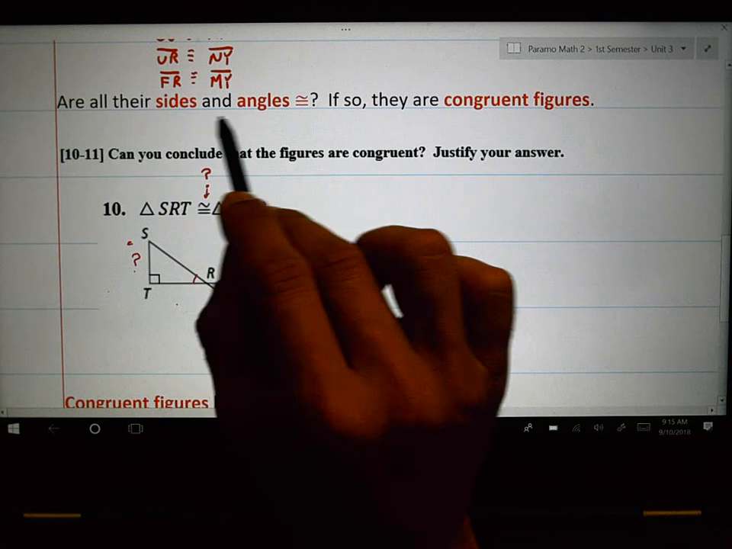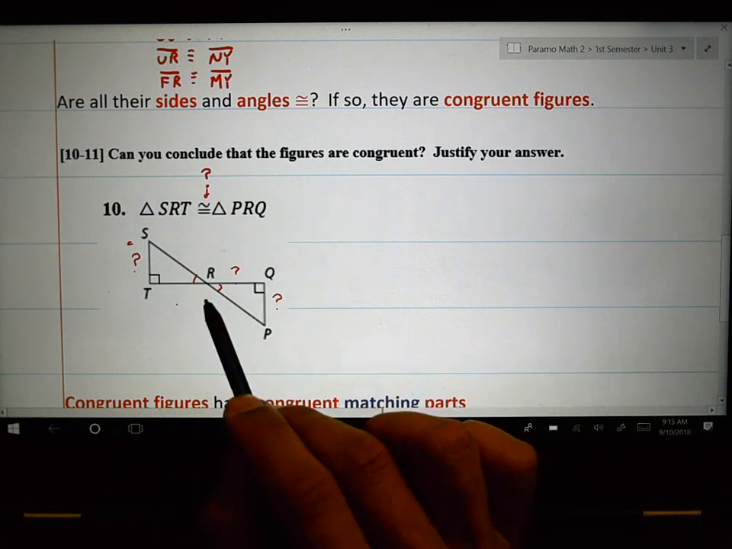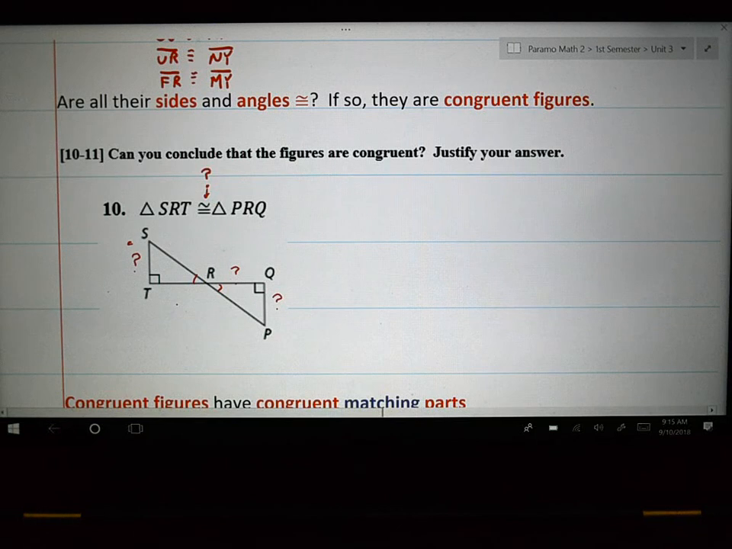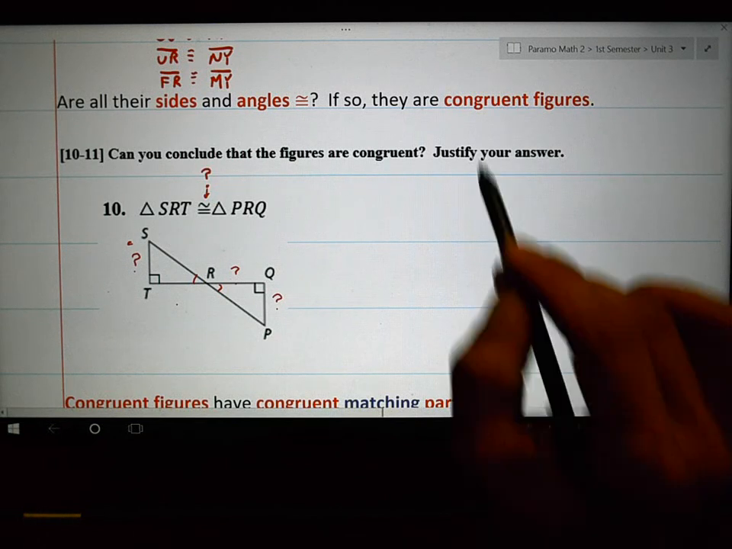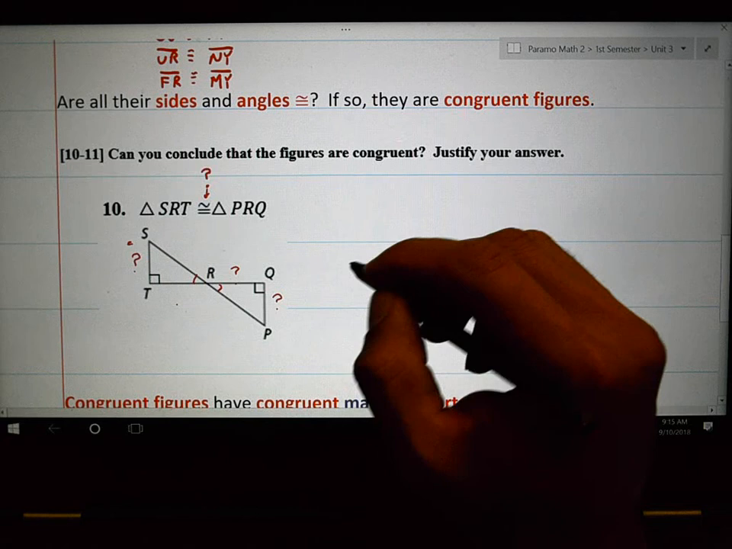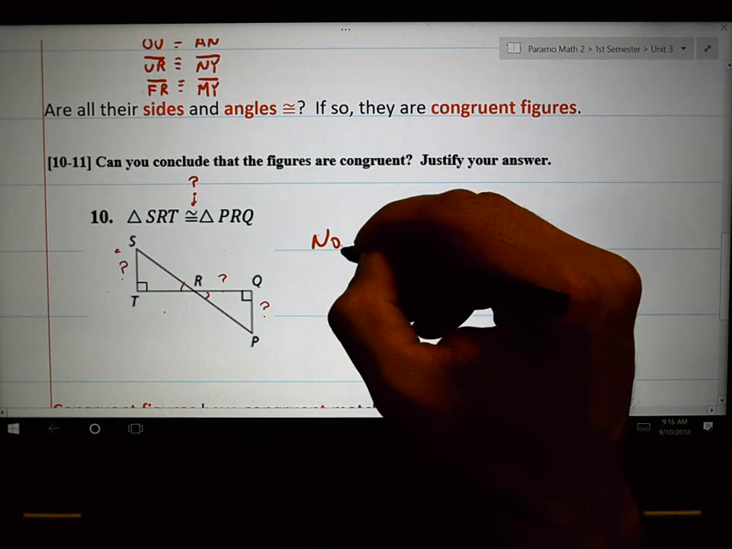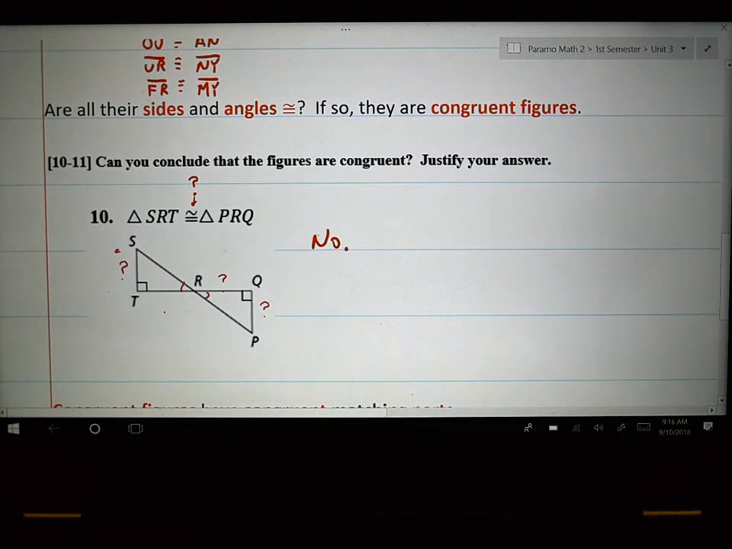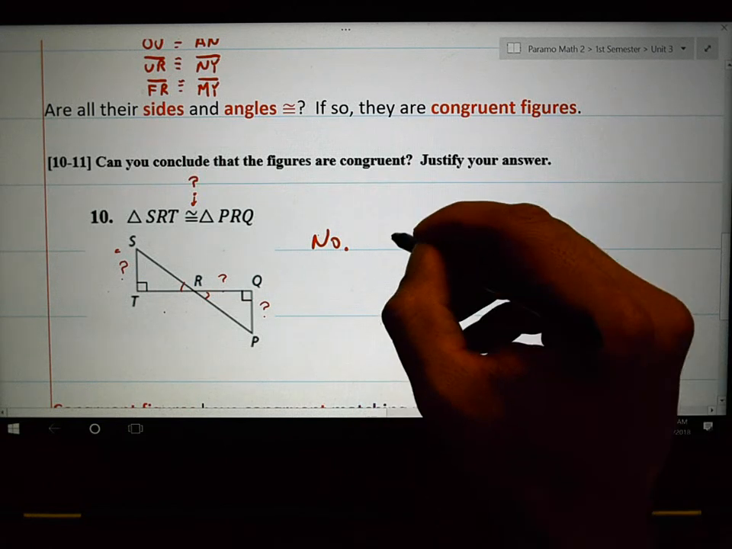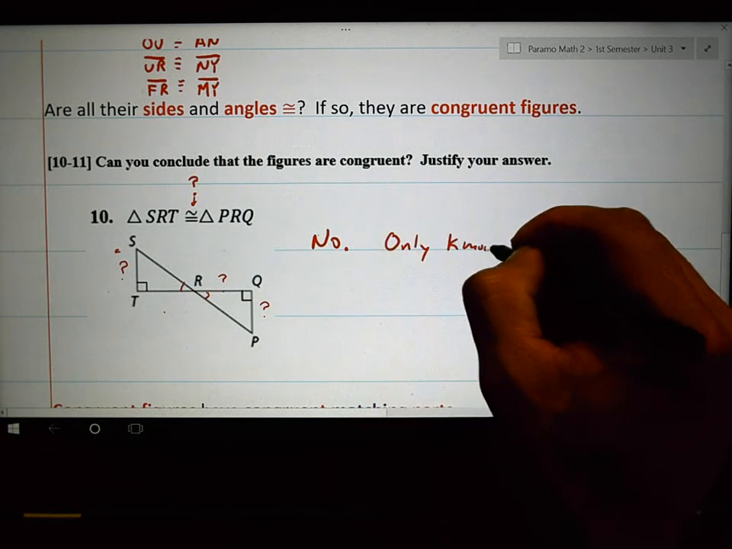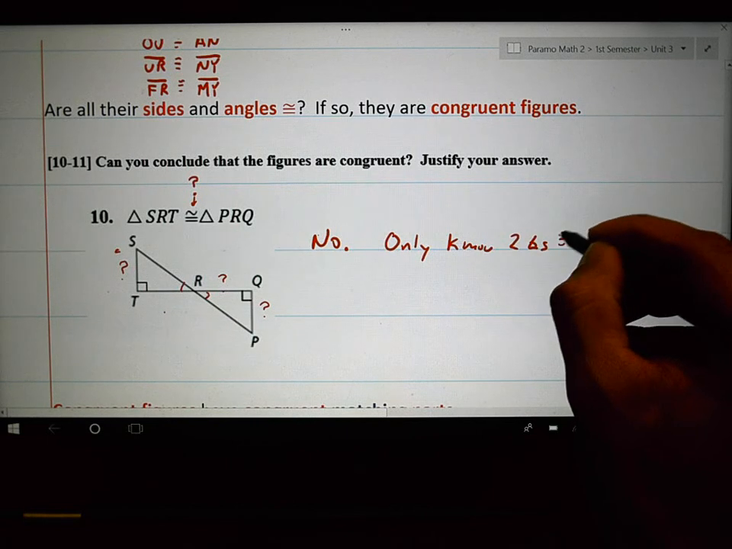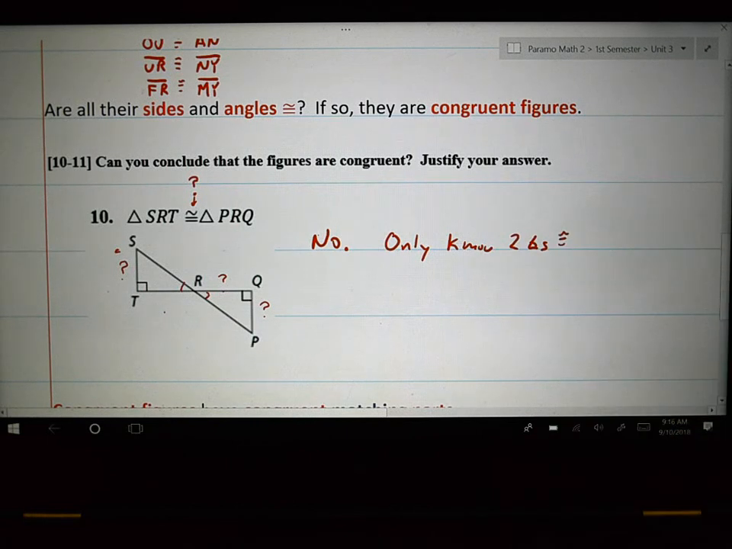Are all the sides and all the angles congruent in this picture? We have 2 angles in both triangles, but other than that, I can't say that they are congruent. So I'm going to say no on number 10. I cannot conclude that the figures are congruent. I only know 2 angles are congruent. That's it. Not all the angles and not all the sides. The only way we can tell if 2 objects are congruent right now is if all the angles and all the sides are congruent, and I only know the 2 angles are congruent.